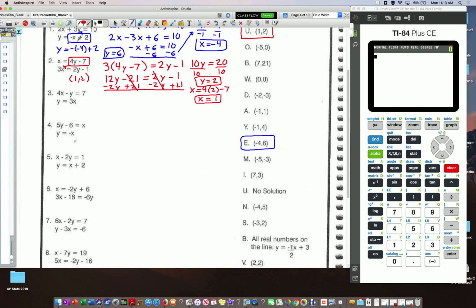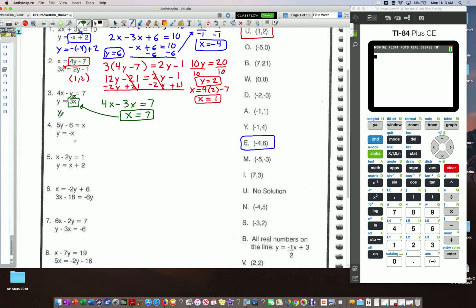All right, next one. Same process all the way through this substitution. Going to plug in 3x in for y. So I have 4x minus 3x. So I got to keep that minus equals 7. Well, this one's kind of nice because 4x minus 3x is just x. x equals 7. So now I can plug that back in here.